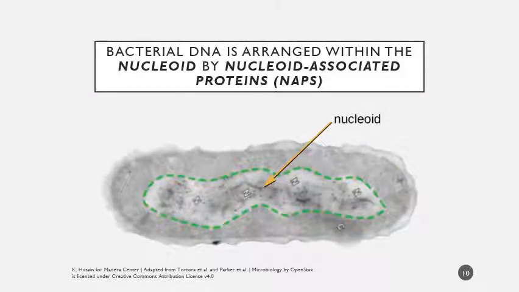So I mentioned that bacteria do not have a nuclear envelope, they don't have a nuclear membrane or a nucleus, but what they do have is a nucleoid. So this is not a membrane-bound organelle, it's just a region of the cell where the bacteria keeps its DNA. So not constrained within a membrane, but still organized using nucleoid-associated proteins, or NAPs.